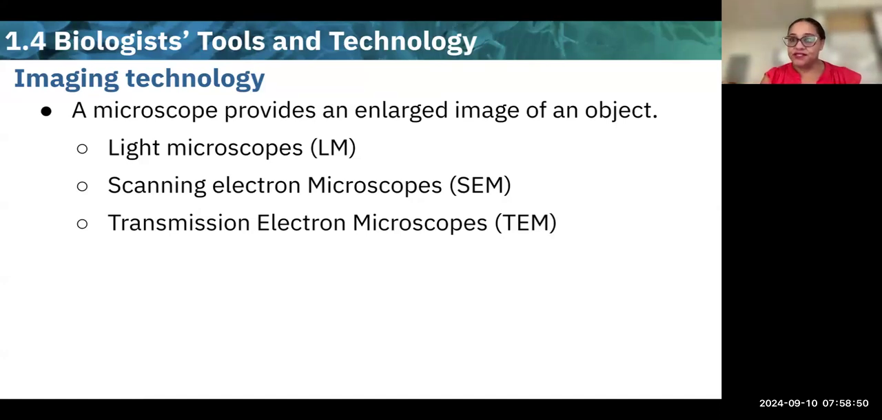A microscope is the typical tool of technology of a scientist. It provides an enlarged image of an object. A light microscope is what we have in class that hopefully we will be using if everybody turns in enough of their safety contracts and corrects their safety tests. There are also scanning electron microscopes and transmission electron microscopes that are stronger.